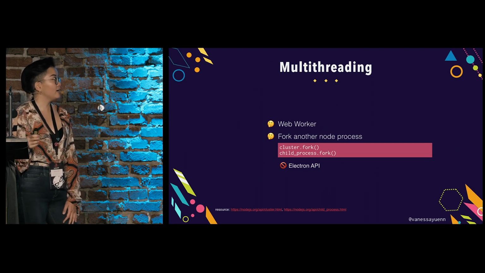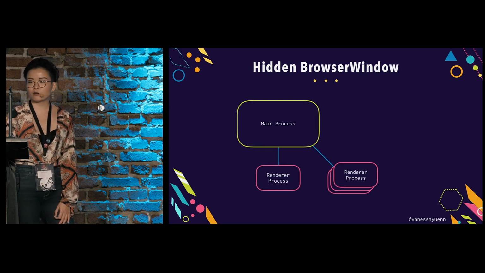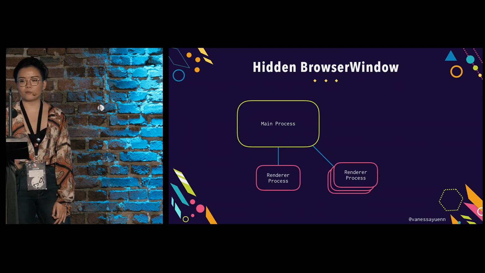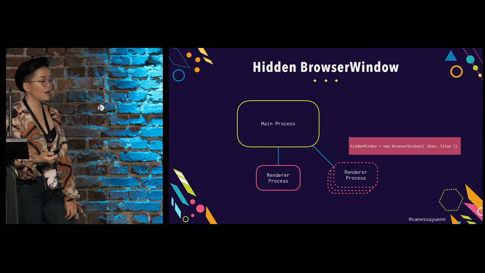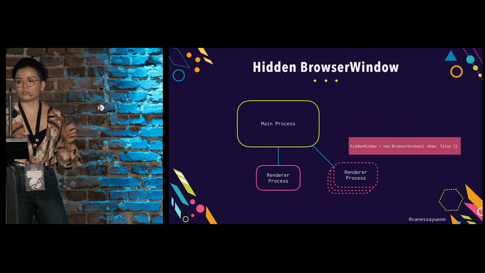The third way is you can actually have hidden browser windows. So remember we talked about the difference between the main process and the renderer processes, and how each renderer process corresponds to a browser window. Turned out you can actually use the renderer process for more than just rendering the UI. You can use it as a pseudo worker process as well.